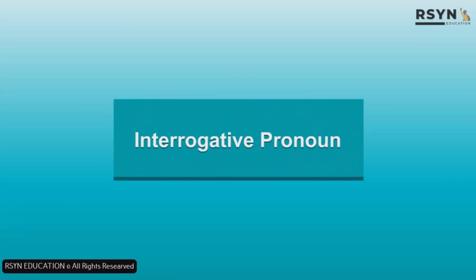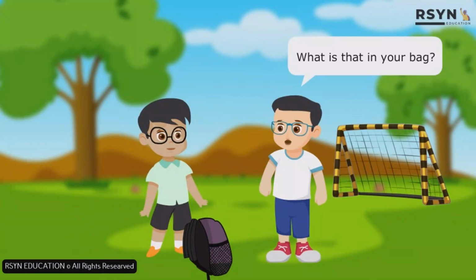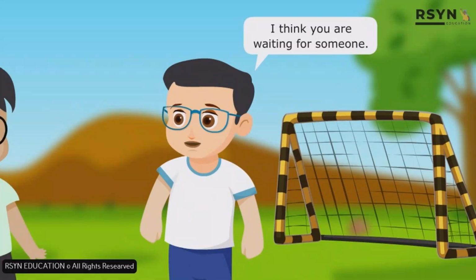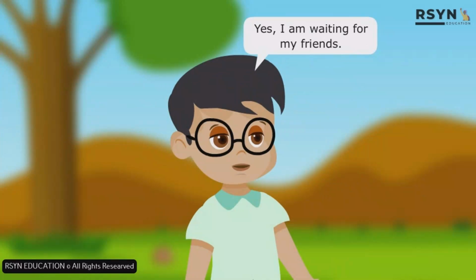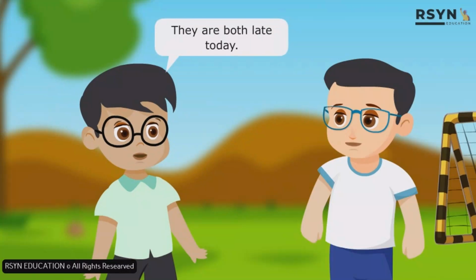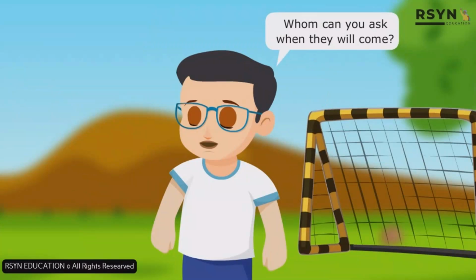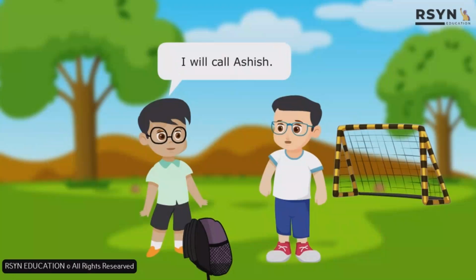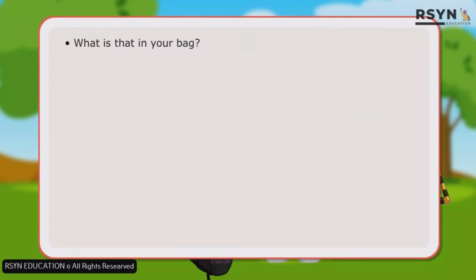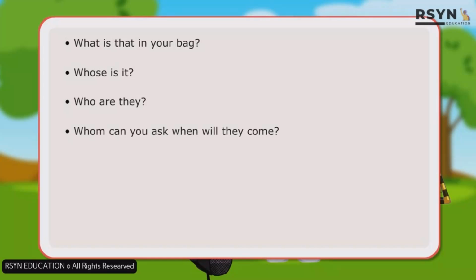Interrogative pronoun. What is that in your bag? That is a football. Whose is it? It is Karan's. I think you are waiting for someone. Yes, I'm waiting for my friends. Who are they? Ashish and Karan are my friends. They are both late today. Whom can we ask when they will come? I will call Ashish.